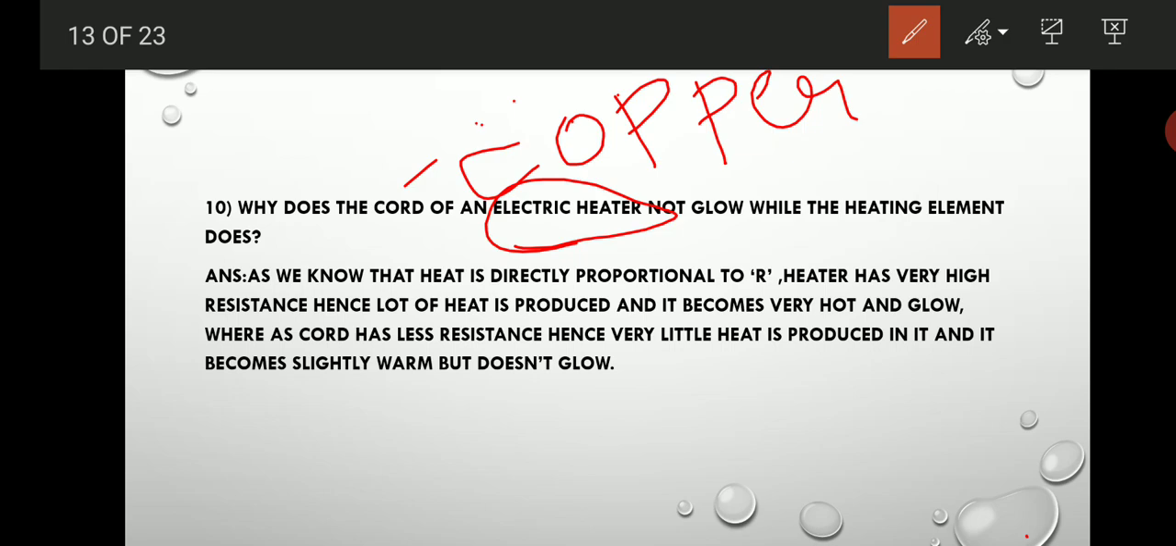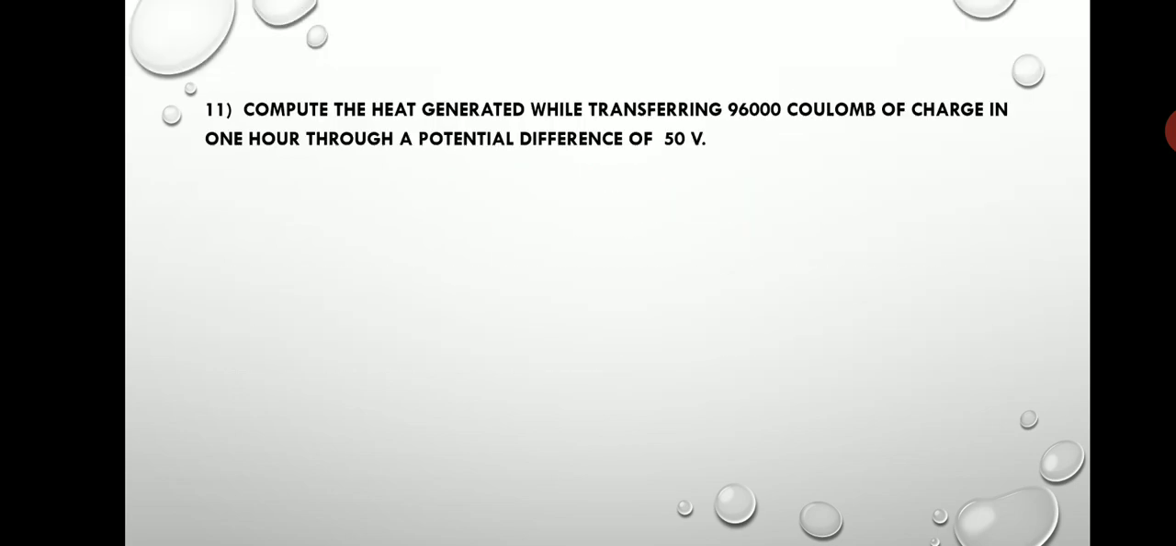As we know that heat is directly proportional to R, the electric heater has a very high resistance, hence a lot of heat is produced and it becomes very hot and glows. Whereas the cord has less resistance, hence very little heat is produced in it and it becomes slightly warm but does not glow. Copper is a good conductor of electricity. Compared to the alloy, it is not a good conductor of heat. Okay, I hope this is understood. Now we'll move on to the next one.